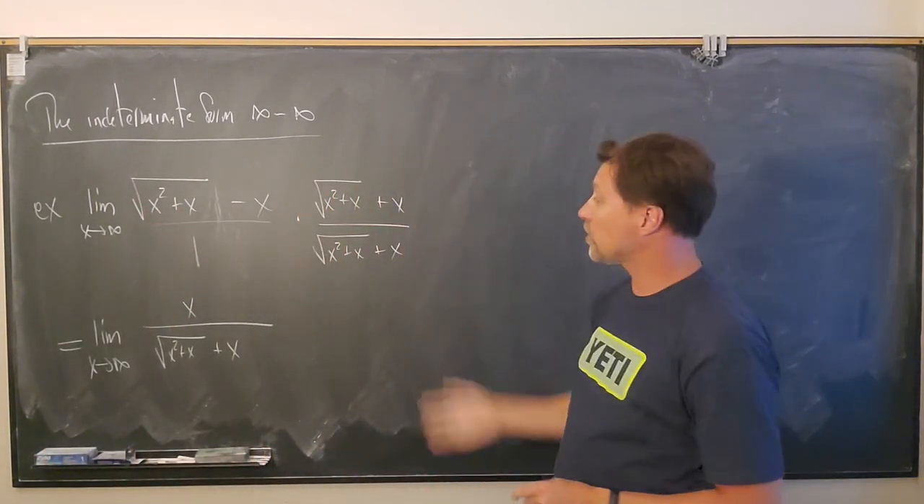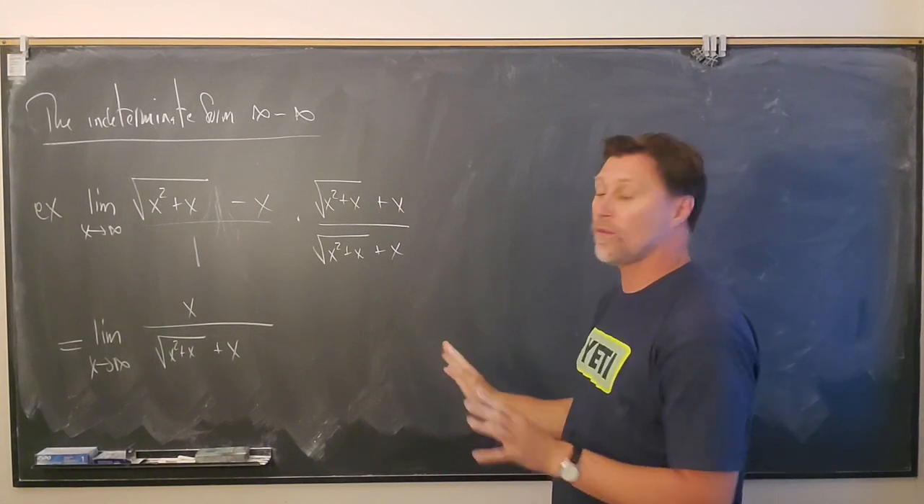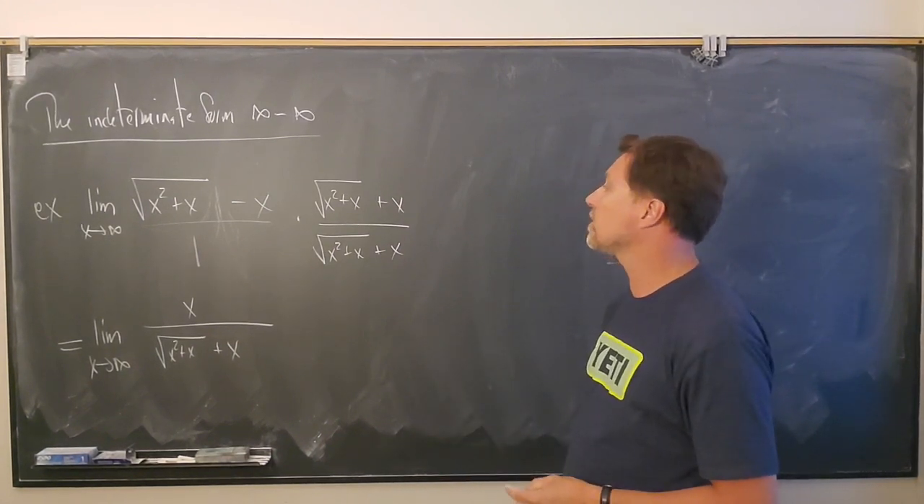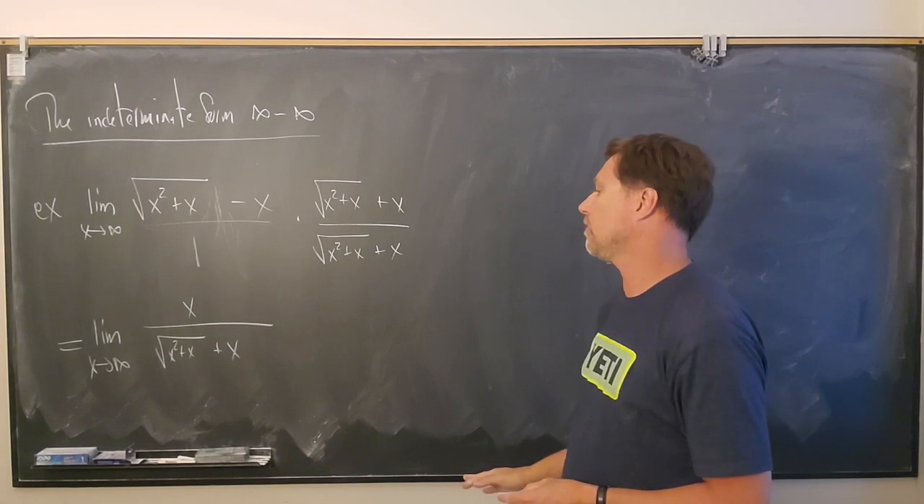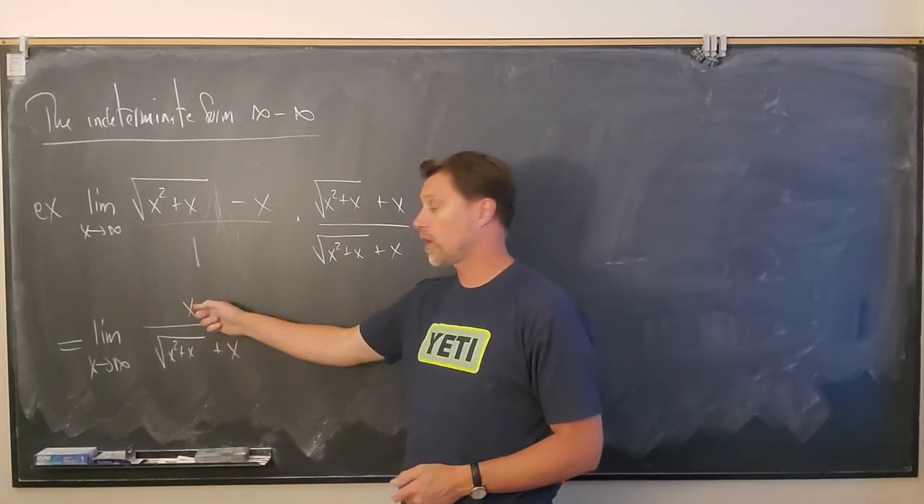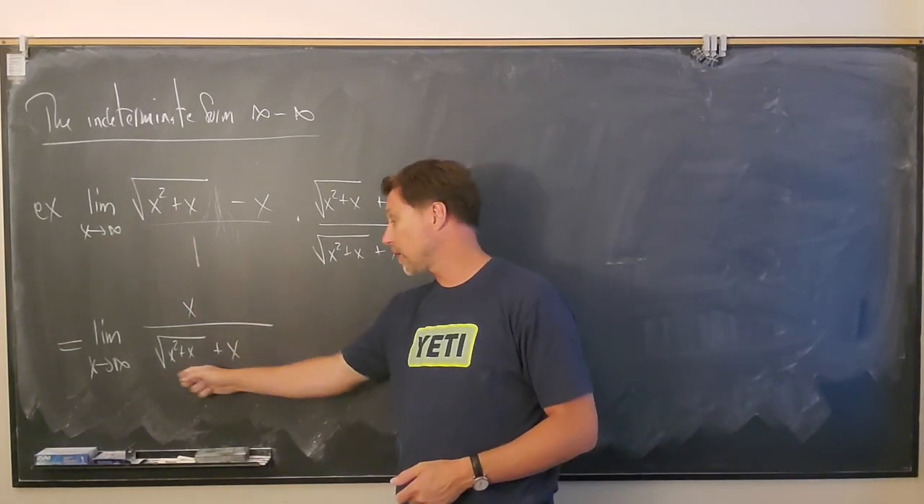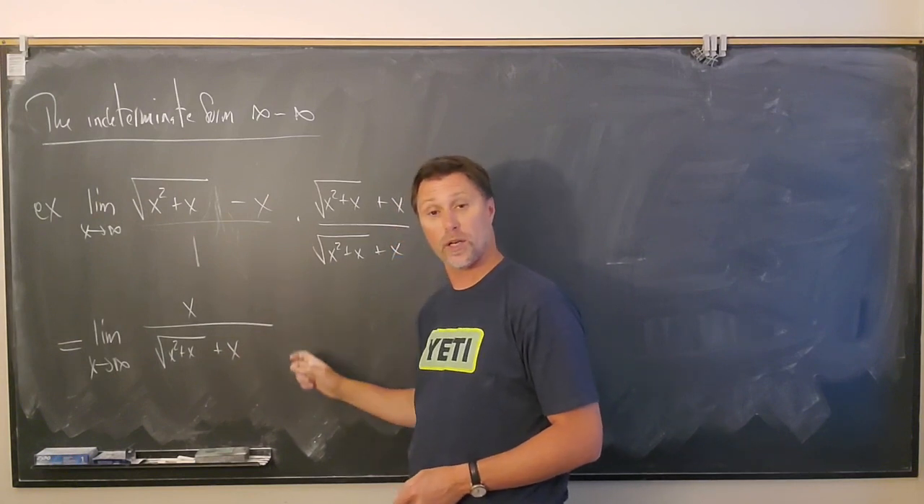So why did this trick help us? Well, it got rid of all possible occurrences of infinity minus infinity, and now the numerator is approaching infinity, and the denominator is also approaching infinity, so we have an infinity over infinity.